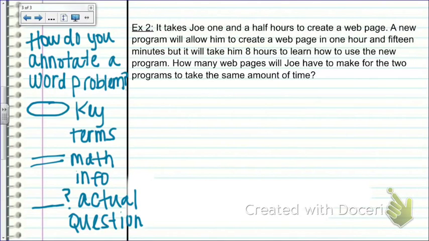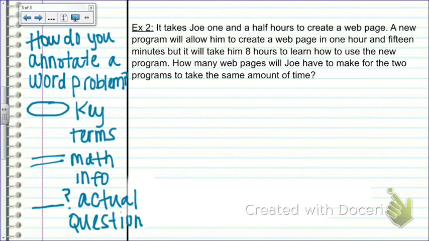It takes Joe 1.5 hours to create a web page. Do you think that's some important information? I'm not sure. Let's keep reading. A new program will allow him to create a web page in 1 hour and 15 minutes, but it will take him 8 hours to learn how to use the new program. How many web pages will Joe have to make for the two programs to take the same amount of time?